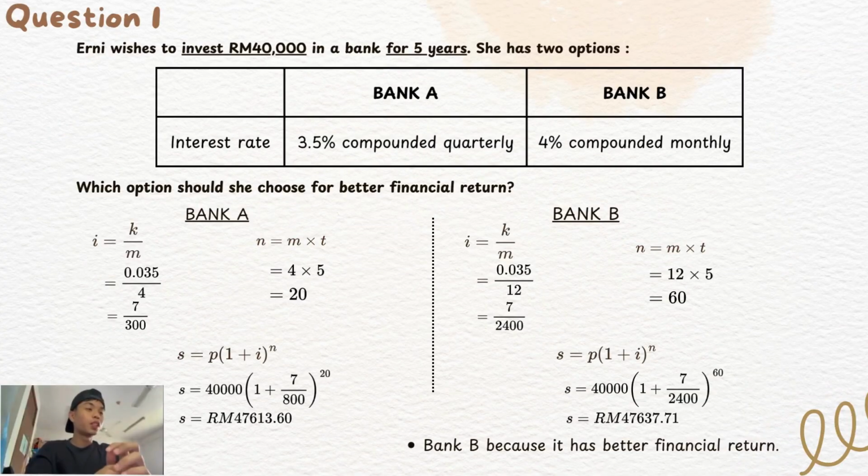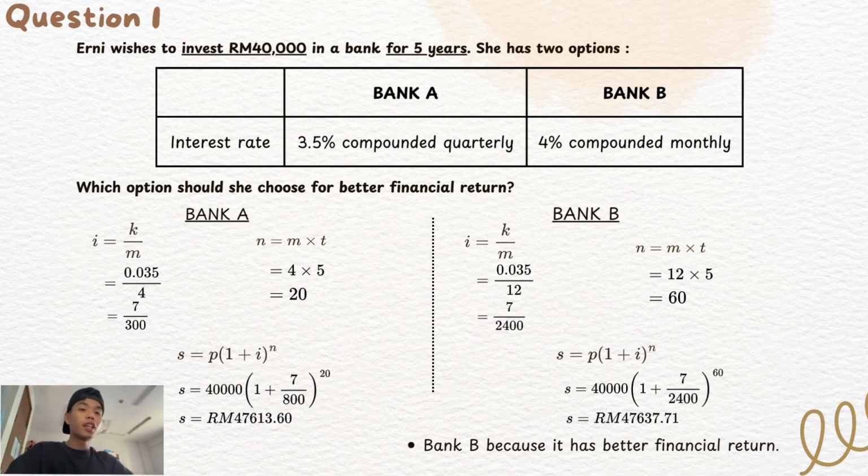So, question 1. First, we need to solve bank A. We are using the formula S equals P bracket 1 plus i bracket power of n. i is 0.035 over 4, which equals 7 over 800. For n, 4 times 5 equals 20. So we insert the numbers. We get S equals 40,000 bracket 1 plus 7 over 800 bracket power of 20. So we get the answer, RM 47,613.60.